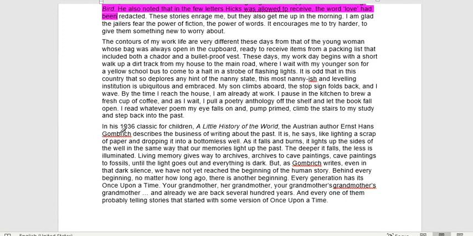So, in his 1936 classic for children, A Little History of the World, the Austrian author Ernst Hans Gombrich describes the business of writing about the past. It is, he says, like lighting a scrap of paper and dropping it into a bottomless well. As it falls and burns, it lights up the sides of the well in the same way that our memories light up the past. The deeper it falls, the less is illuminated. Living memory gives way to archives, archives to cave paintings to fossils, until the light goes out and everything is dark.